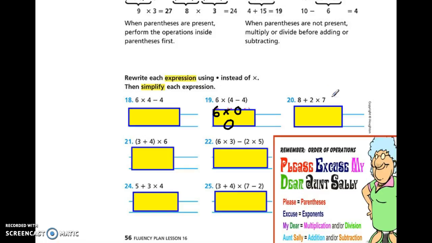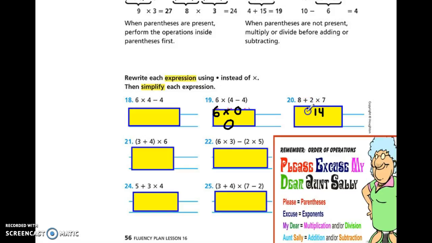All right, so let's see. First I look and I see, do I have any parentheses? Nope. Do I have any exponents? Nope. Do I have any multiplication or division? Yeah, I have some multiplication. So I'm going to do 2 times 7 first, which is going to give me 14.